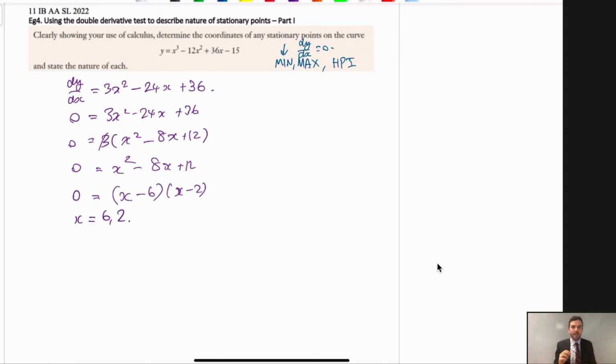Okay, now they're saying you're going to find the coordinates, but you also have to determine the nature. That's what they mean by the word nature. Is it a min, max, or an HPI? Our next thing is we know this is a cubic. It's a positive cubic as the coefficient of x cubed is positive, so we know it's going to look something like this. We can cheat here. We can say this is going to be x equals 2 something, and it looks like that's going to be a max. And this one is going to be x equals 6 something, and it looks like a min.